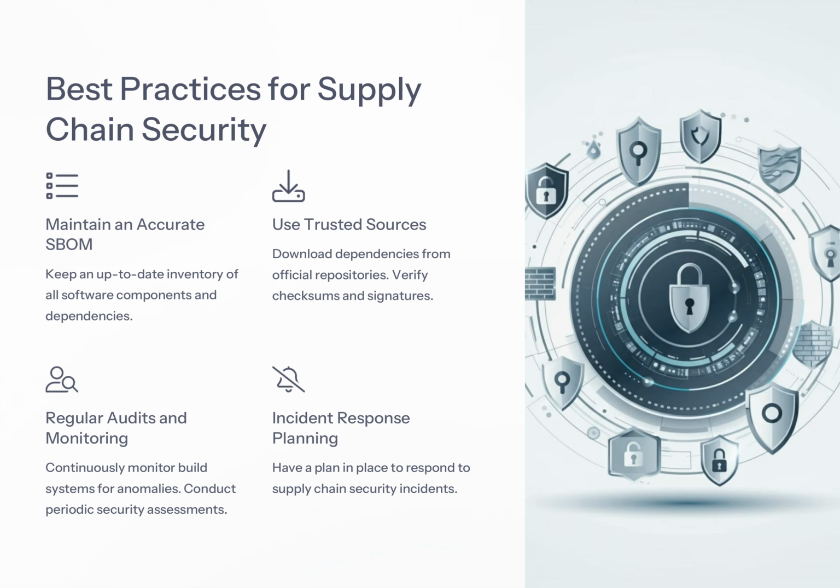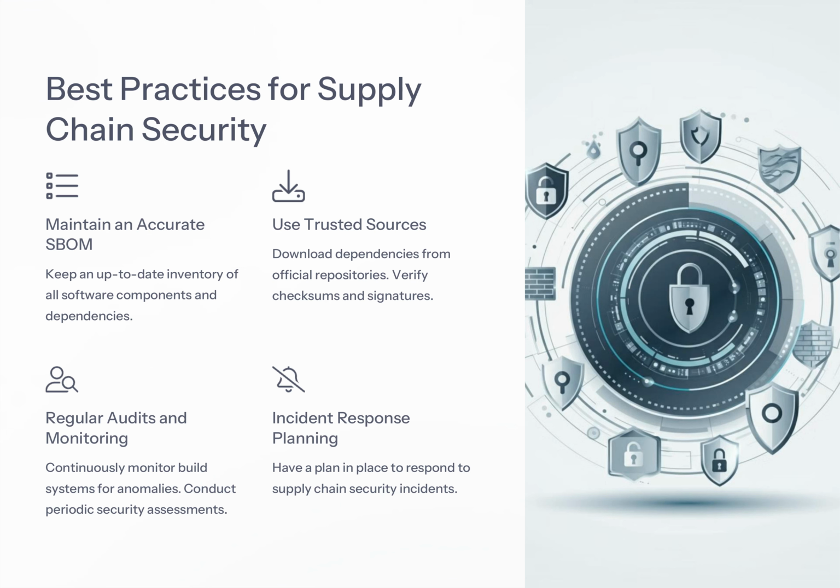Next, ensure you use trusted sources for downloading dependencies. It's important to rely on official repositories and verify both checksums and signatures to maintain the integrity and authenticity of the software components you are using. Regular audits and continuous monitoring of your build systems are also essential. This involves keeping an eye out for anomalies and conducting periodic security assessments to identify and mitigate any potential threats.